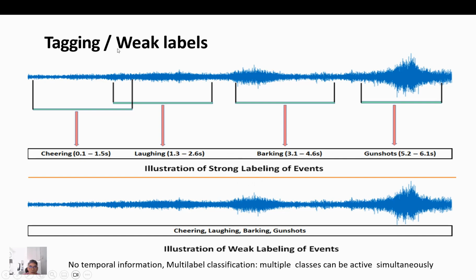Conversely, when I talk about weak labels, we do not know the start and end of cheering, laughing, barking, and gunshot. We give you just one single label that says it contains all of these. It's not in sequence, it can be in a different sequence. It can be gunshot followed by laughing, cheering, and barking, and so on. So this is an illustration of weak labeling of events, with no temporal information. It is multi-label classification, and this means that multiple classes can be active simultaneously.